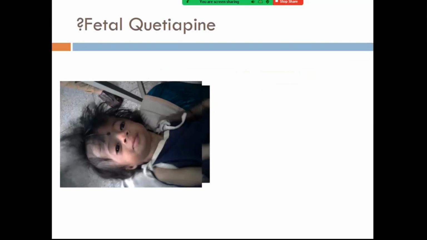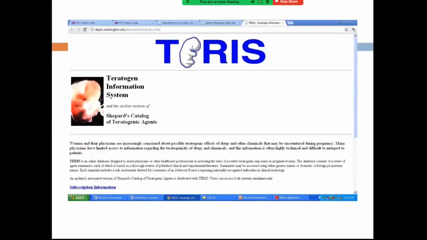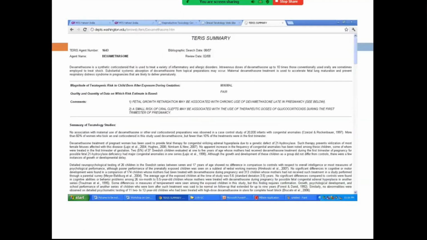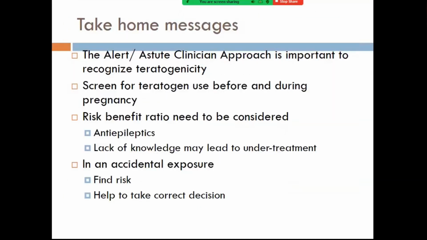Sometimes we do not know. Like, I have seen this baby whose mother had some psychiatric problem and was on a drug that is supposed to cause problems; the baby was very short but intellectually normal. So we do not know, and we are in search. These are the various databases where you can search for various drugs, their exposure during pregnancy, and what the outcome can be. There are studies. The website looks like this. You get a summary of a drug from there, which is free. And this is OTIS, another way where you can get information on these drugs.